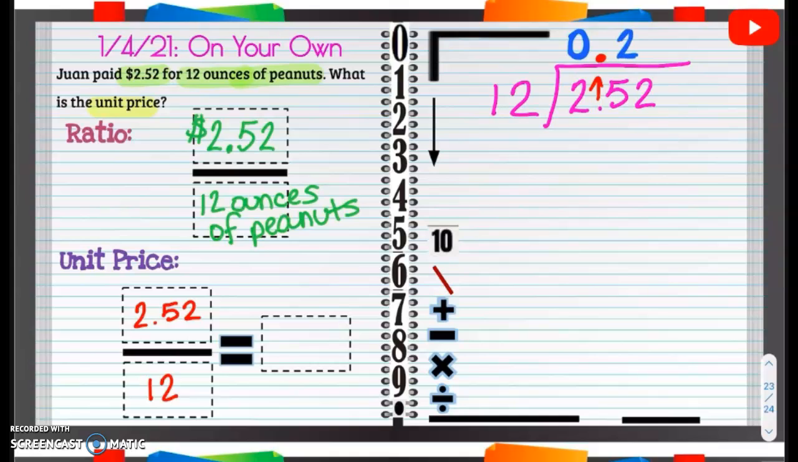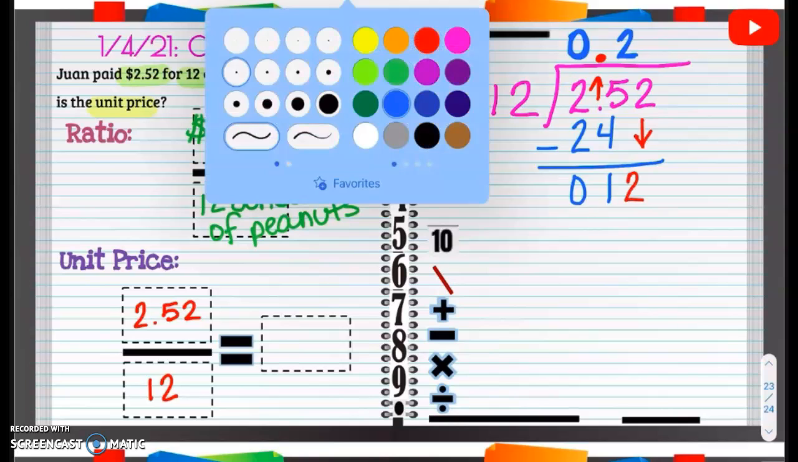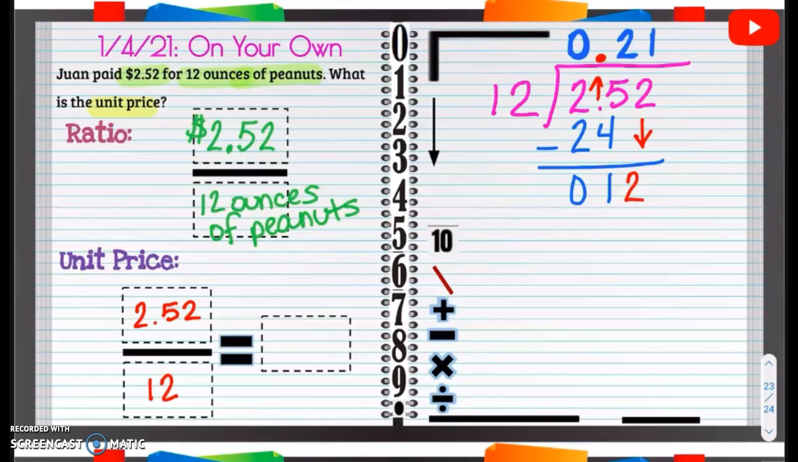12 times 2 is 24. Now we subtract. 5 minus 4 is 1. 2 minus 2 is 0. Bring down that 2. How many times can 12 go into 12? It can go in 1 time. 12 times 1 is 12. Subtract. You get 0. There's no remainder. So there's our answer.